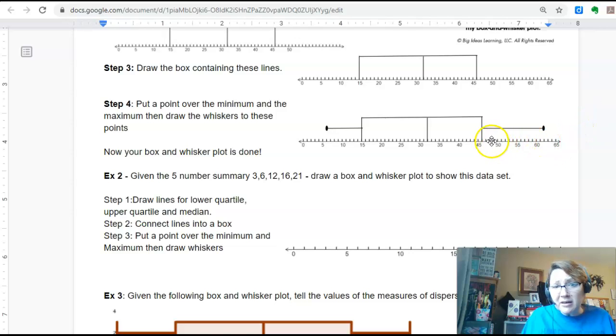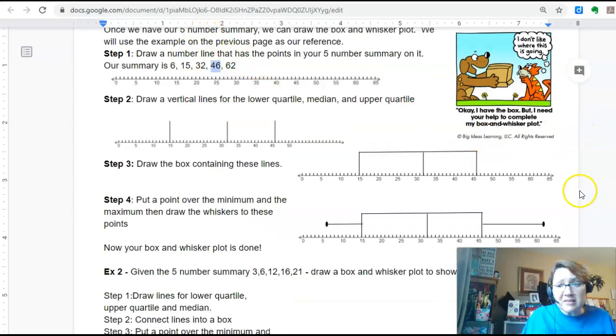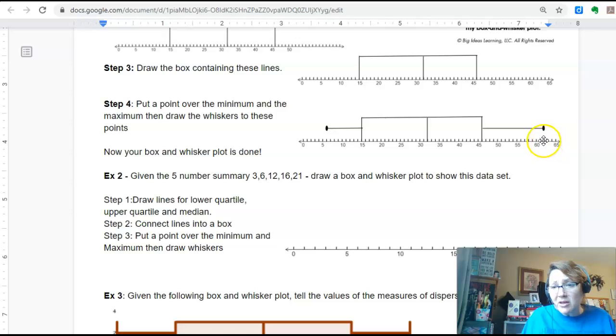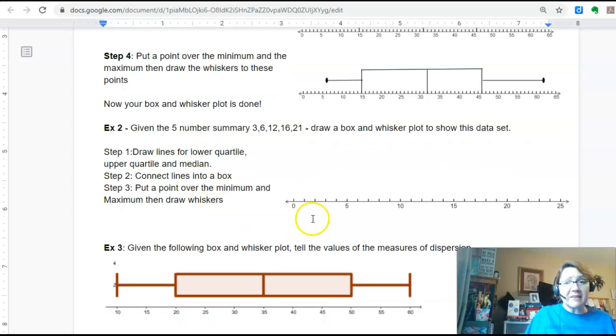And then the biggest one was 62, or the maximum was 62. So I draw a little dot for 62 and draw a whisker. So now my box and whisker is done, and that's it. So looking at brand new data here, what's the first thing that I want to do?